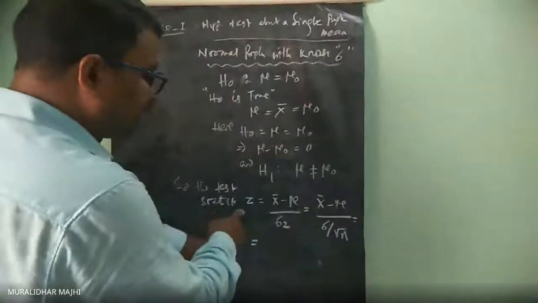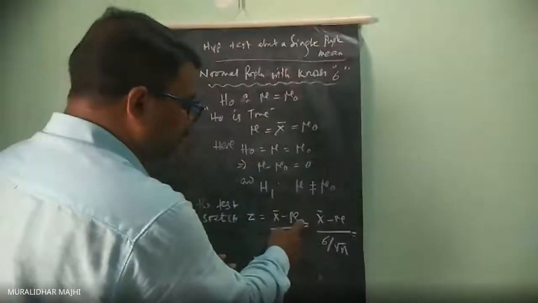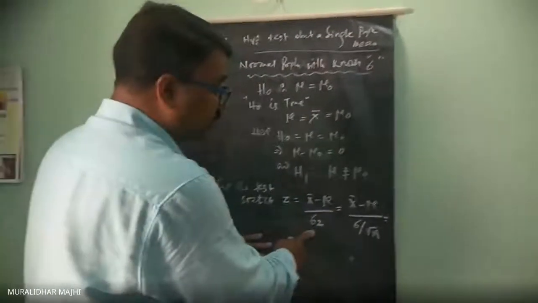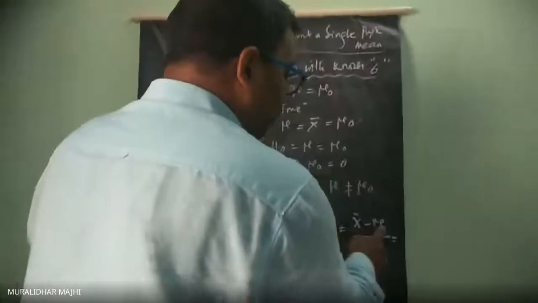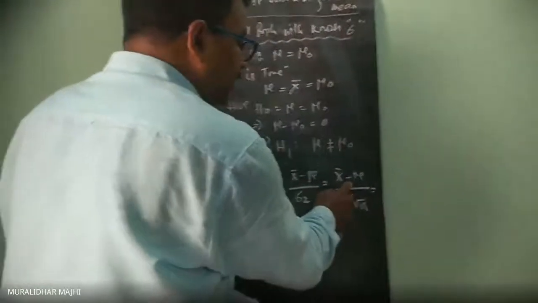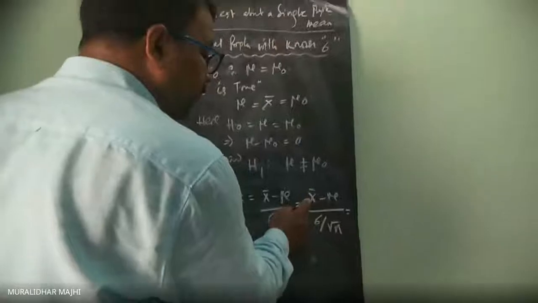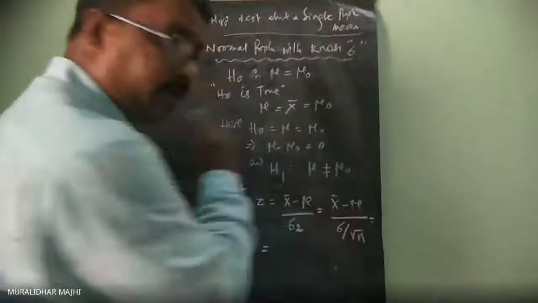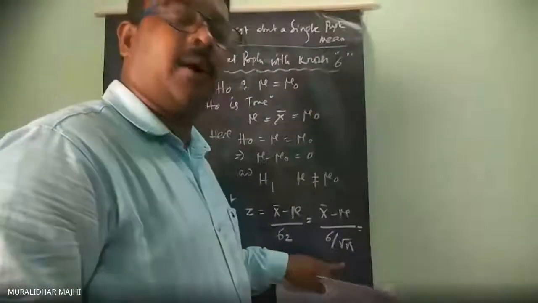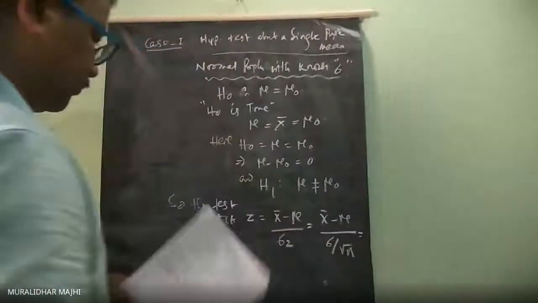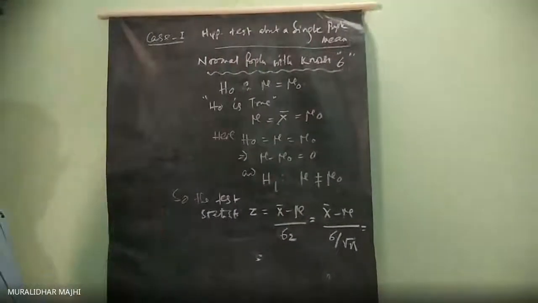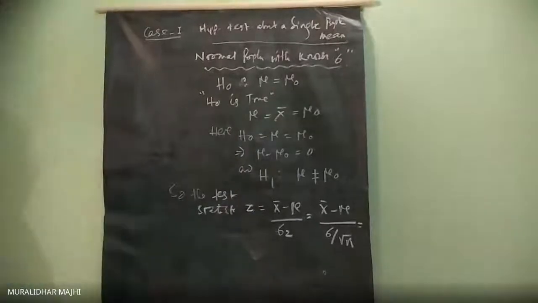Here the test statistic Z is equal to X bar minus mu divided by the standard deviation of X bar, that is, X bar minus mu divided by the standard error. This is the absolute difference between the sample mean and the population mean. This is the numerator, and the denominator is the standard error. So what to do with this?